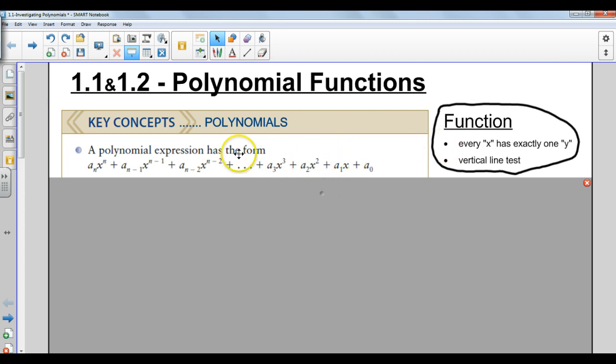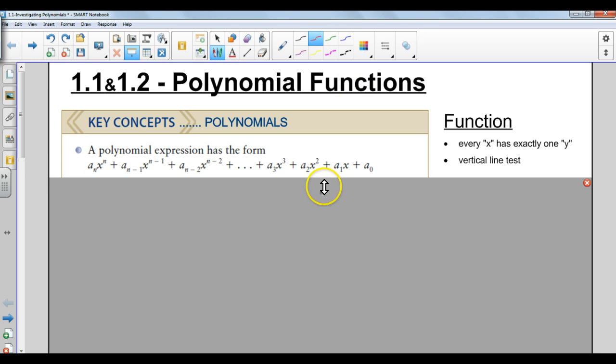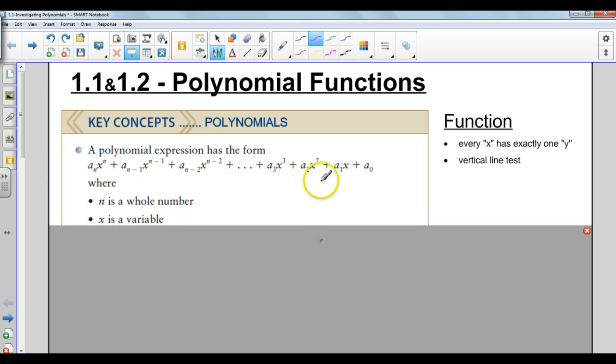So that's just function. The first section, of course, is polynomials that we're looking at. So a polynomial expression has this form. And I know that the math writing sometimes is pretty ugly. So, quick example here again: something like 3x to the 12th minus 4x to the 6th plus 2/3 x plus 9. That's a polynomial expression.